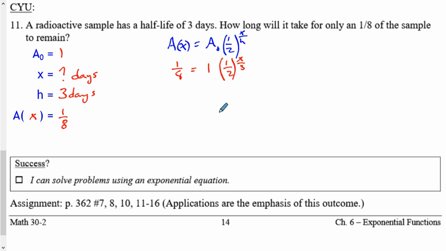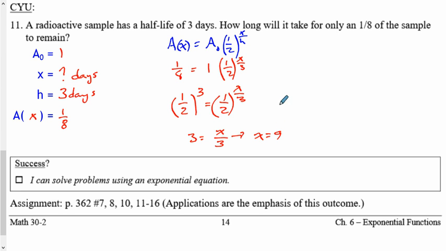So there's my equation. I have my base of a half, so I'm going to change this 1/8 into, well, 8 is 2 cubed, so this will be 1/2 cubed equals 1/2 to the x over 3. Power equals power, base equals base, so my exponent of 3 equals my exponent of x over 3. And I'll multiply both sides by 3 to get x is equal to 9.